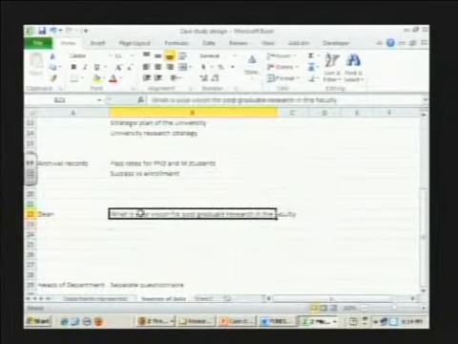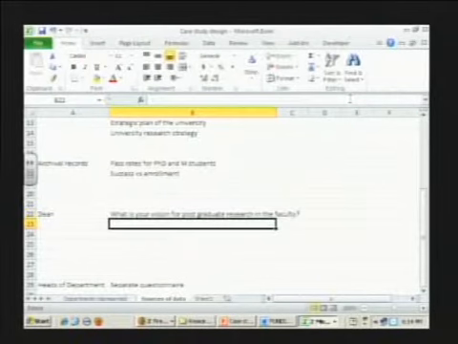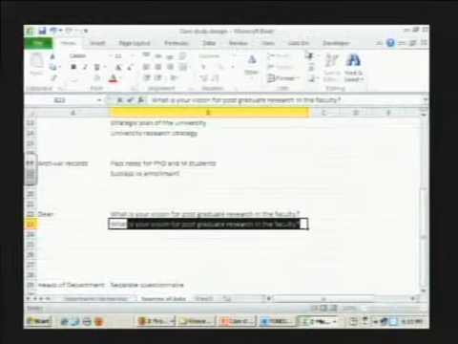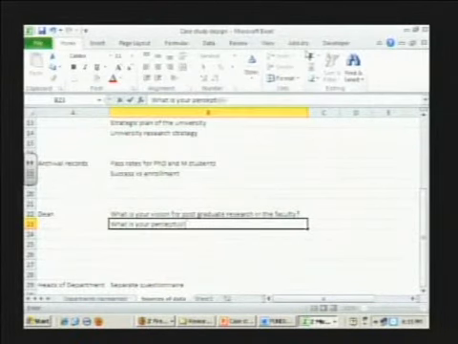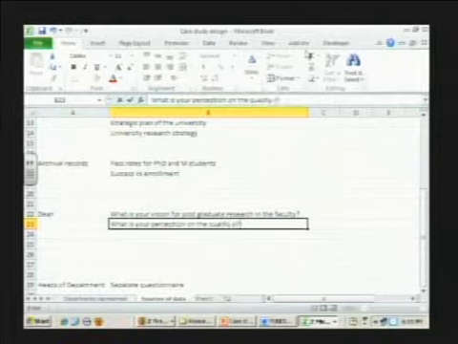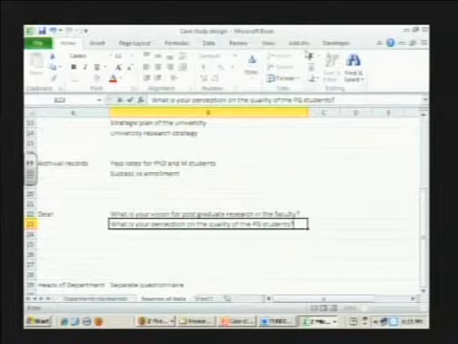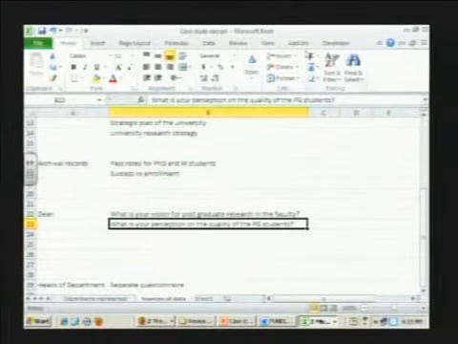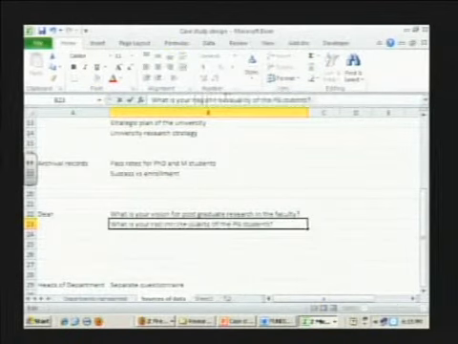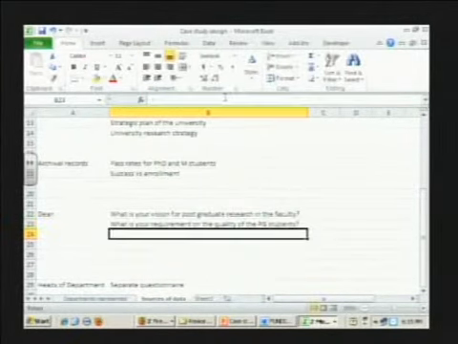What else do you think we should ask the Dean? What is your perception of the quality of the PG students? Okay. What else should we ask the Dean?